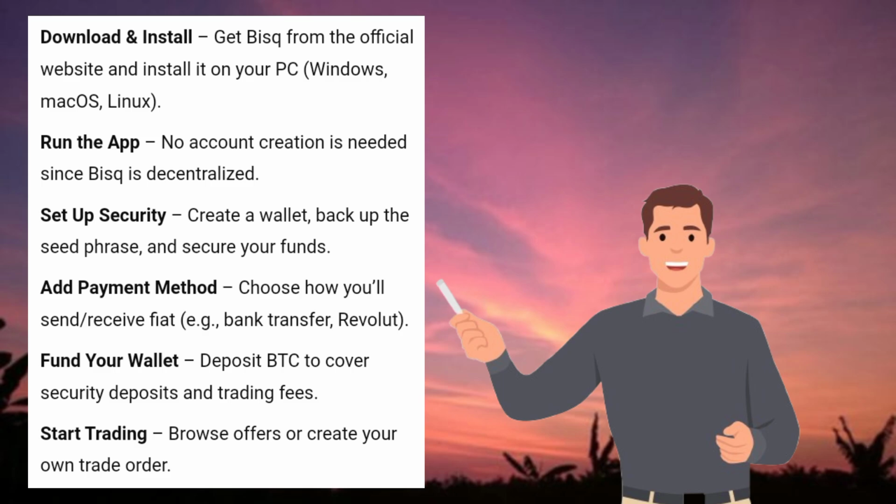Then add payment method. Choose how you'll send and receive fiat, e.g., bank transfer, Revolut. And then fund your wallet. Deposit BTC to cover security deposits and trading fees. Lastly, start trading. Browse offers or create your own trade order.